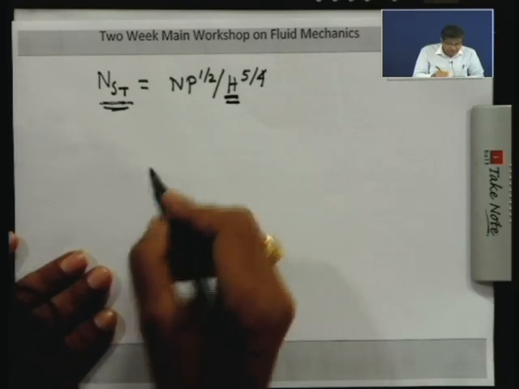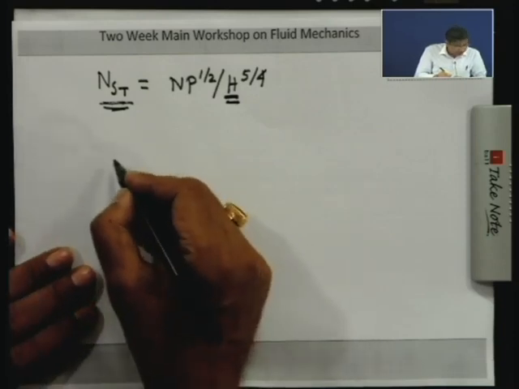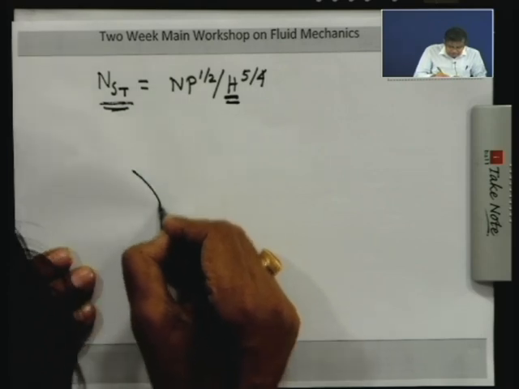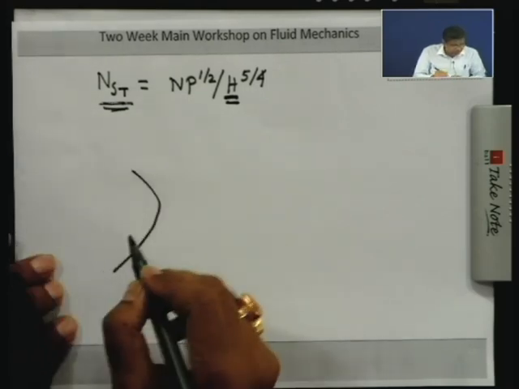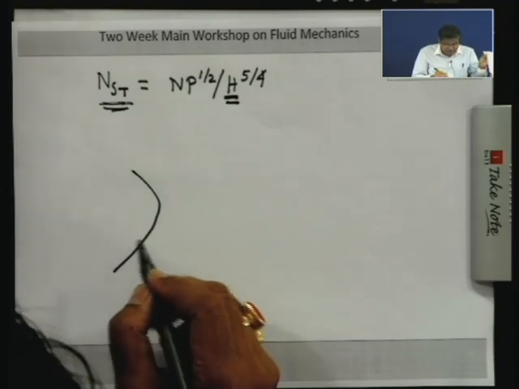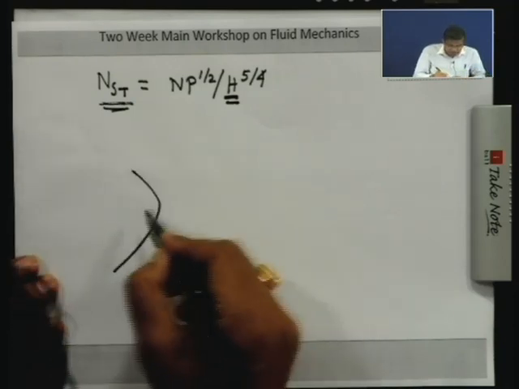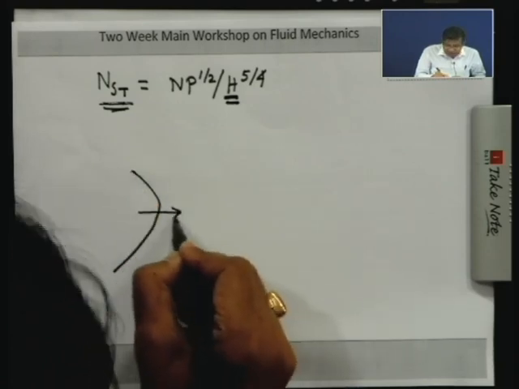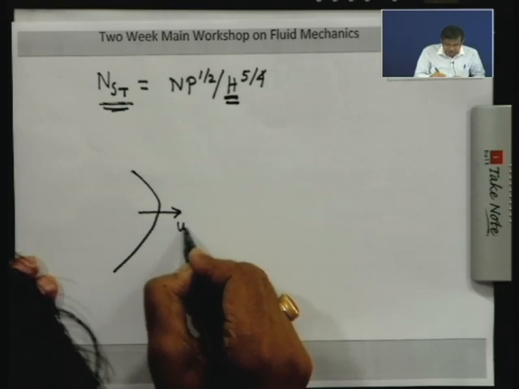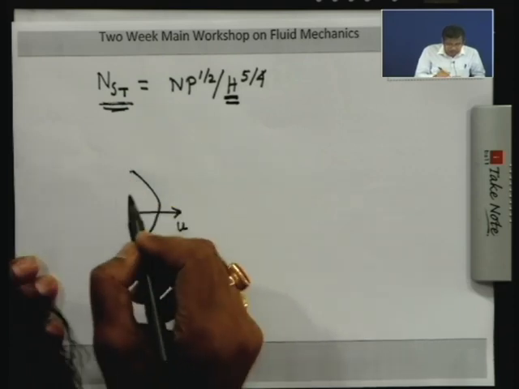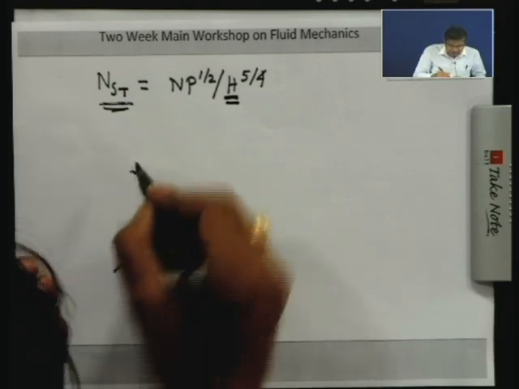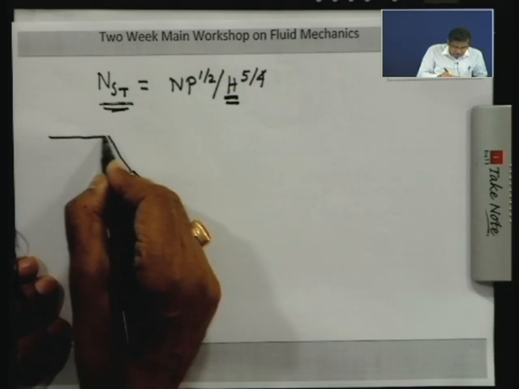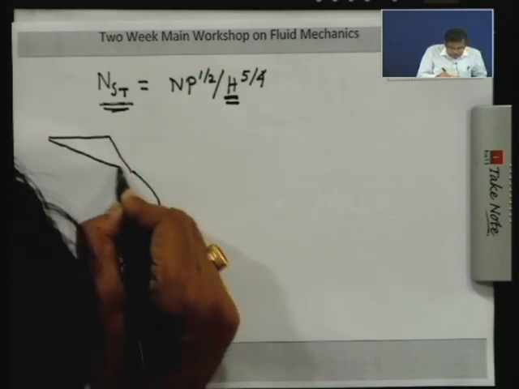Now, let us see a typical runner blade. A typical Francis runner blade looks like this. This is the inlet, this is the outlet, and this is the direction of the tangent, that means the tangential velocity u. Now, if I draw the velocity triangle at the inlet, it will look like this.